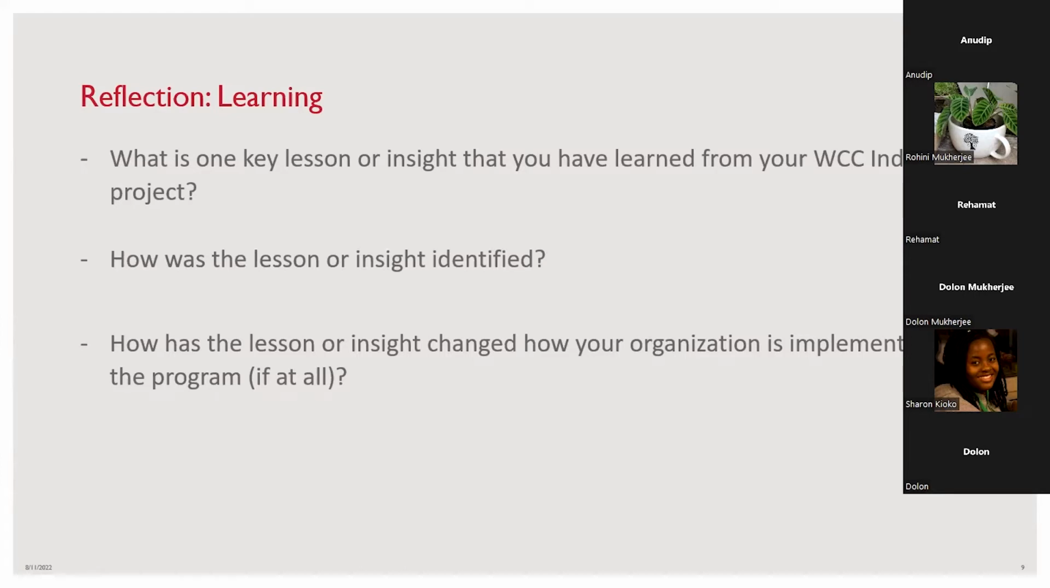And then I also want you to just think a little bit for a second, and this is not necessarily an easy question to answer, but how has the lesson or insight changed how your organization is implementing the program? So I just want you to take a few minutes to think about that, and then we might have some brave volunteers that might share out quickly what they have thought about. So let's give ourselves 4 minutes to do that, and then we'll get back to continuing.